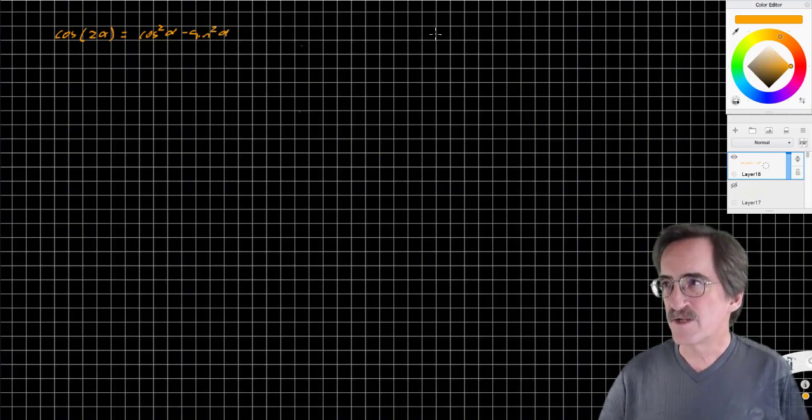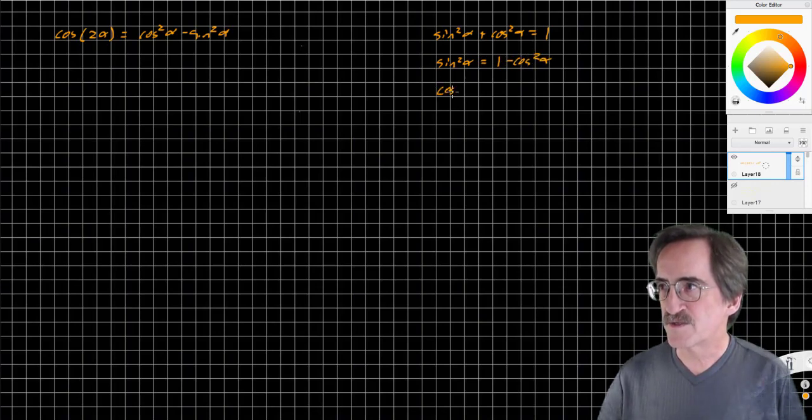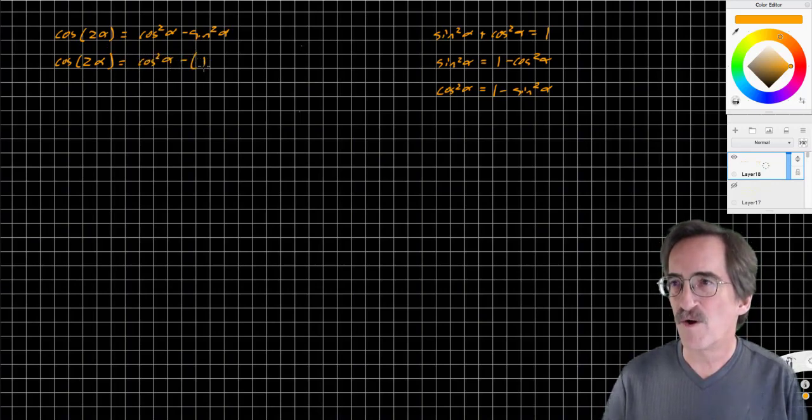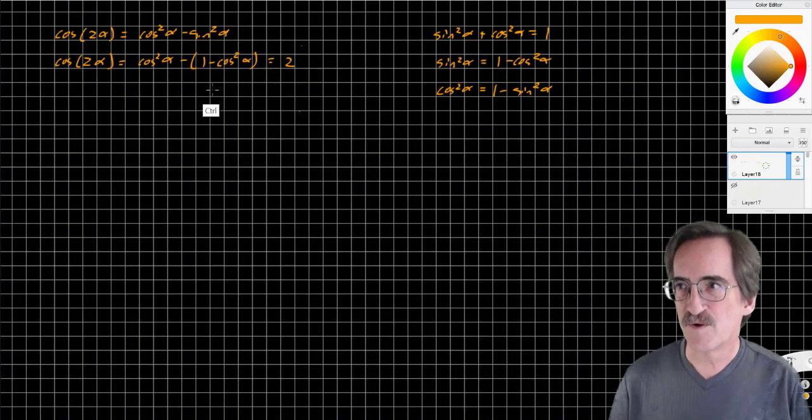Okay, you remember the Pythagorean identity, which says sine squared plus cosine squared equals 1, which can be modified to say sine squared equals 1 minus cosine squared. Also, it could be modified to say cosine squared equals 1 minus sine squared. Okay, let's substitute here. Cosine 2 alpha then. Let's replace sine squared with 1 minus cosine squared. So cosine squared minus 1 minus cosine squared. Minus 1 minus minus is plus. Actually, let's do it this way. Cosine 2 alpha equals 2 cosine squared minus 1.